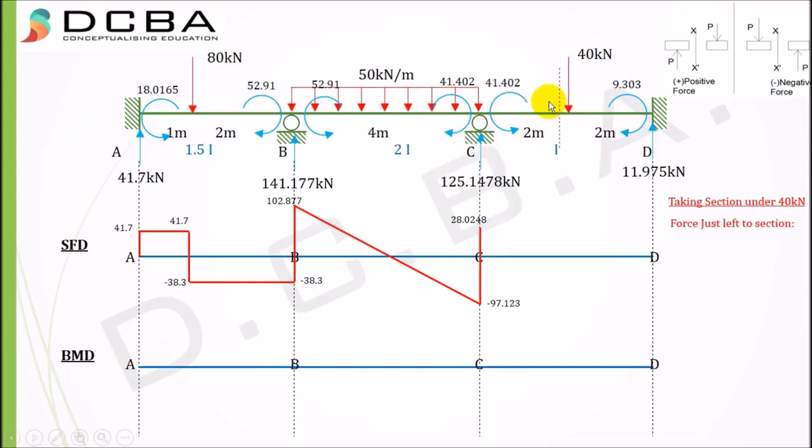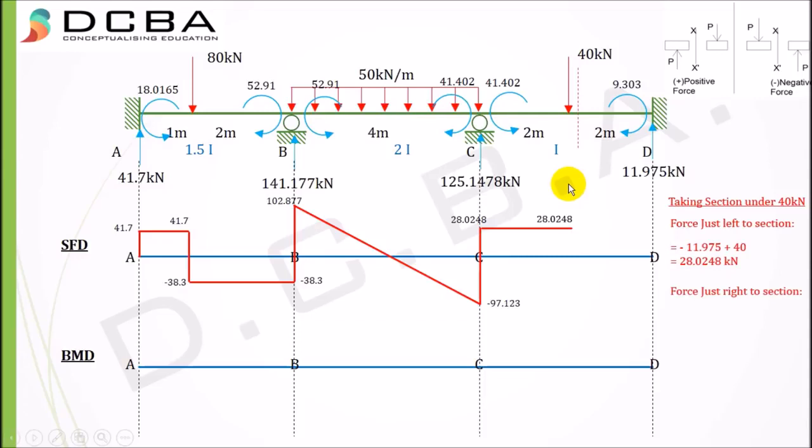So I'm considering the right part of the section, and as you can see, the sign convention for the right part is that downward forces are positive and upward forces are negative. So minus 11.975 because it is going up, and plus 40, which gives me plus 28.0248. This is my shear force.